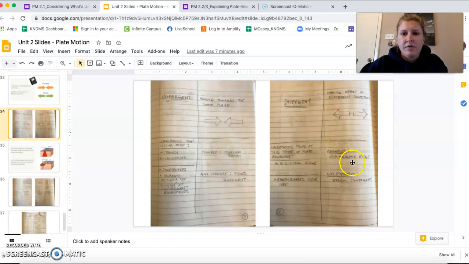Under examples over here, I put mid-Atlantic ridge. Under non-examples, I put the word trench and convergent. And again, if you need a pause to catch up those two pages, go ahead and pause the video, and I'm going to move on to the next one.